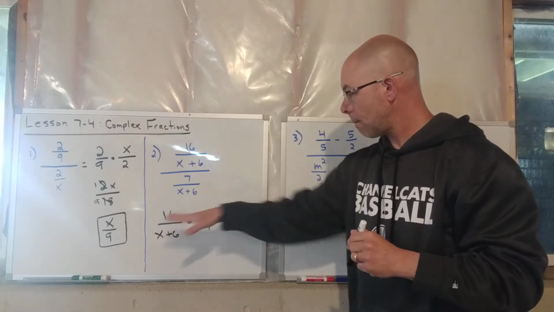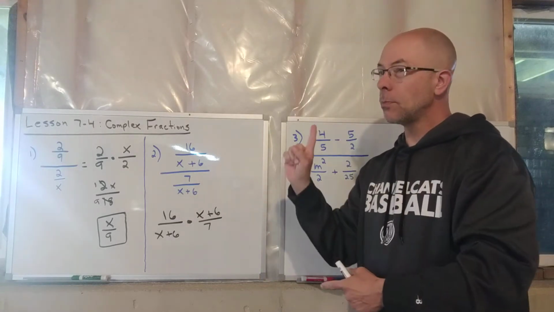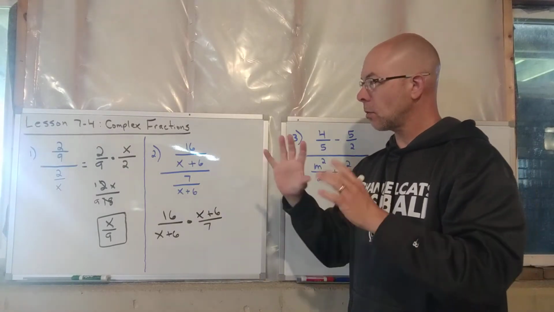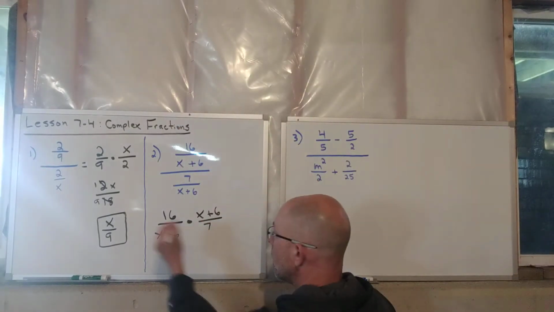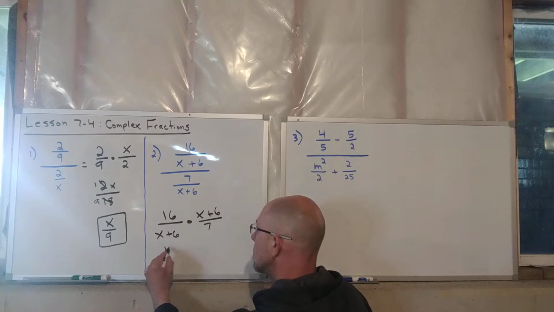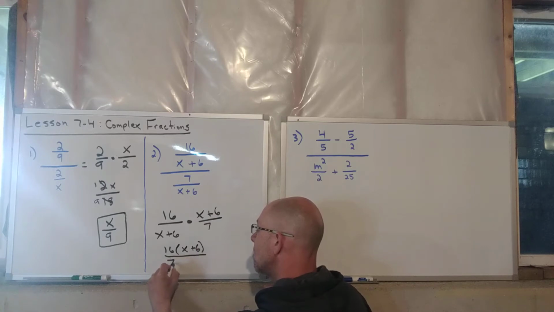Multiply top to top, bottom to bottom. Now, this one involves the distributive property, so before I do that, I'm just going to write it without the distributive. Here's what I mean by that. I'm going to write this as 16 times x plus 6 over 7 times x plus 6.